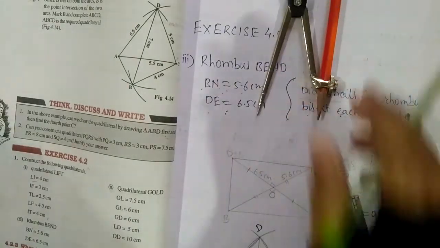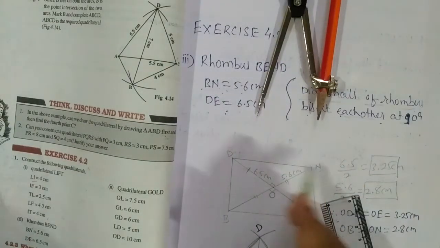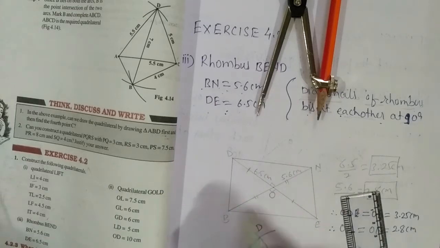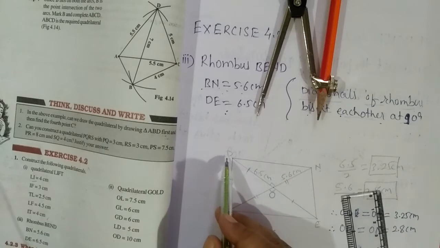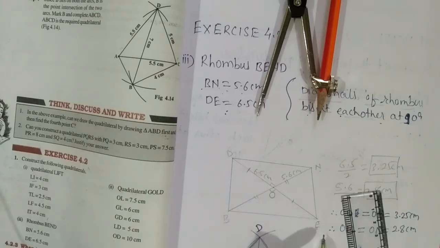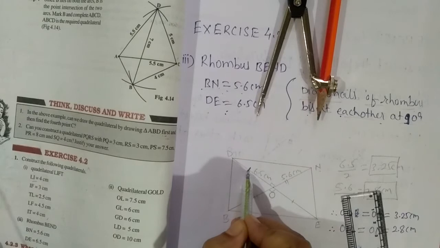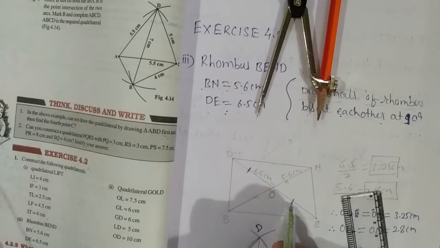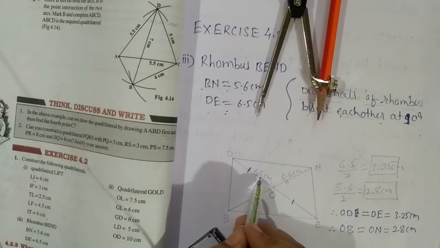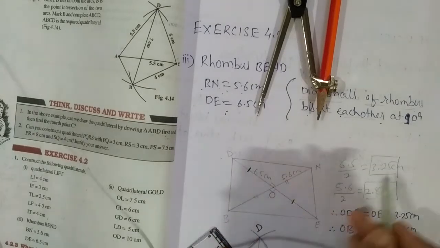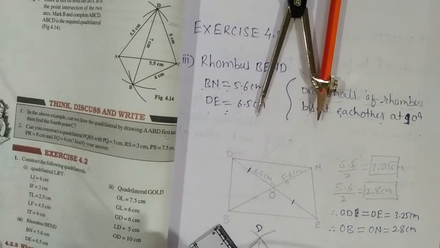It is the diagonals of rhombus BEND. So here two diagonal measurements are there. If DE is a diagonal, then BN is the perpendicular on that. So it is a perpendicular bisector. Perpendicular bisector means that this part OD is equal to OE. That's why I have written here OD is equal to OE, and 6.5 gets exactly divided into two halves, that is 3.25.